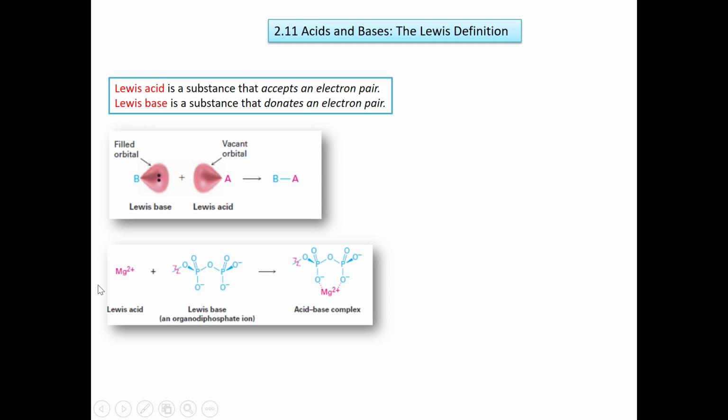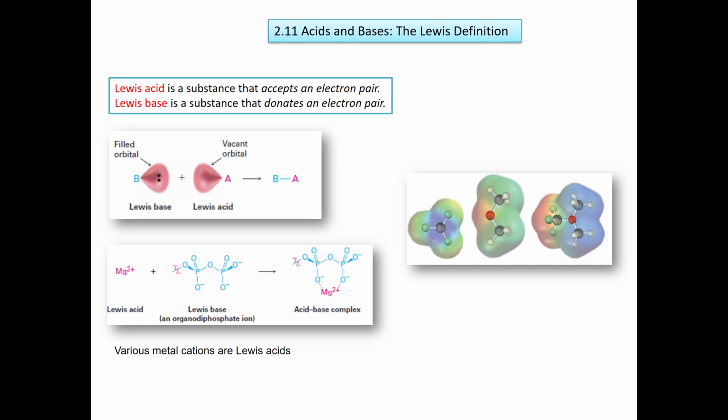Another example: magnesium 2+ is a Lewis acid. Why? Because the orbitals of the magnesium are empty, since we lost the two electrons. And this can react with a Lewis base, for example this phosphate, to form this acid-base complex.